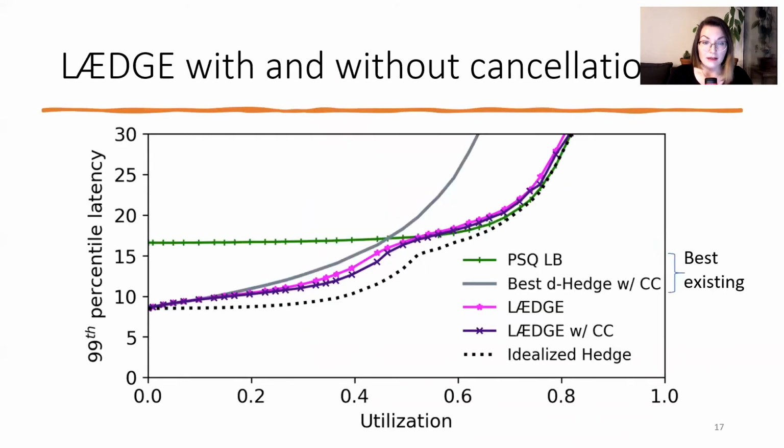I added LÆDGE and LÆDGE with cleanup cancellations on the graph that we saw before. And you can see two things. First, both LÆDGE and LÆDGE with cleanup cancellations manage to close this gap towards idealized hedge. We get closer than the best of the existing policies. Second thing we can see from this graph is that the two lines are pretty close to each other. Therefore, these cancellations do not add a lot of extra latency benefits.